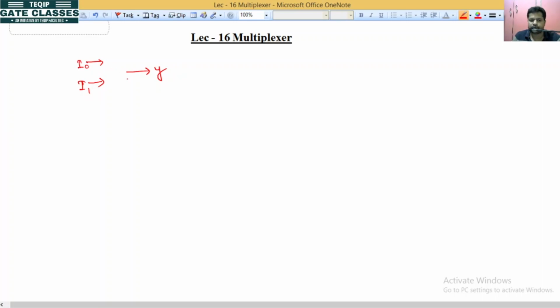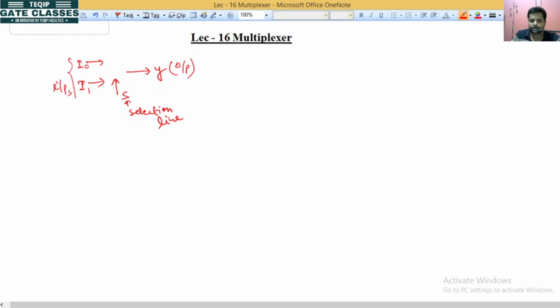So now we will think: here we have two inputs, so which one is going to be transferred to the output, how can it be decided? To decide which data input is going to the output, here we have one more line that is called the selection line. It is denoted by S. This line is called the selection line, okay? What we have here is the output, and these two are inputs.